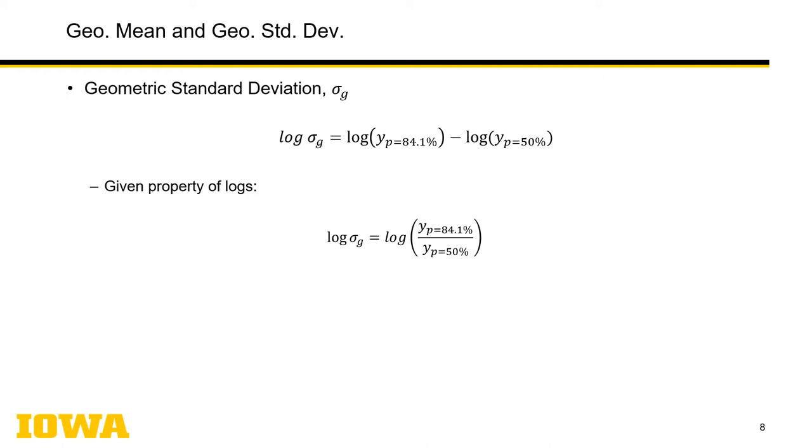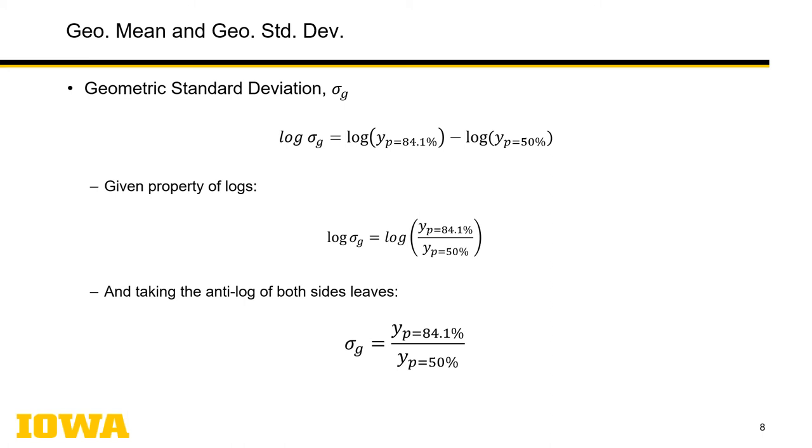Then, given the properties of logs, this subtraction above can be turned into a division. Now we have log on both sides, so this is an easy transformation back by applying the exponent 10 to the log of both sides. And it falls out immediately to sigma g is this ratio of the value at 84.1 relative to the value at 50. So we've gone from the subtraction of logs to, in actuality, a ratio of these two values.